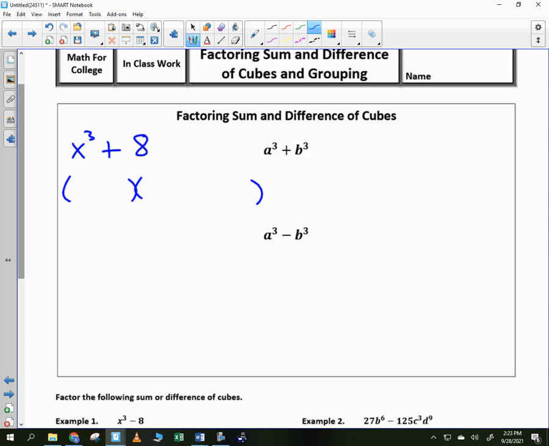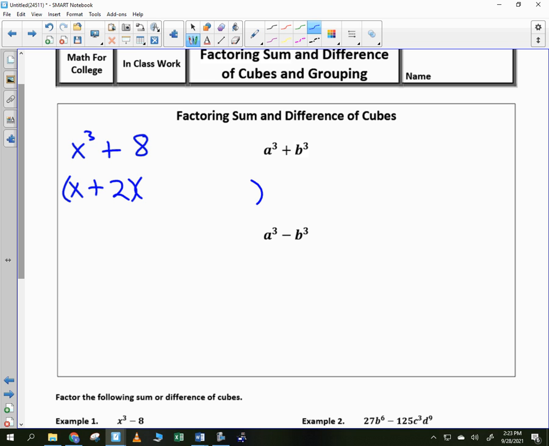What do you multiply by itself 3 times to get x cubed? X. So x goes there. What do you multiply by itself 3 times to get 8? 2. So 2 goes here. If there's a plus here, there's a plus here. Is everybody okay with that first step? No big deal, right? All right.